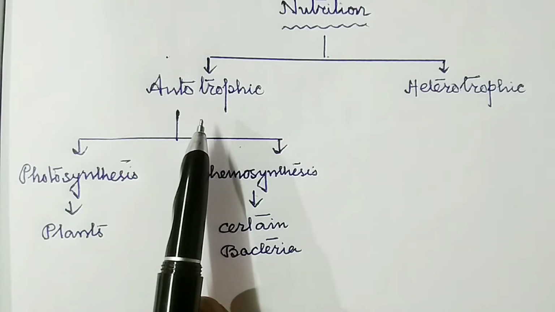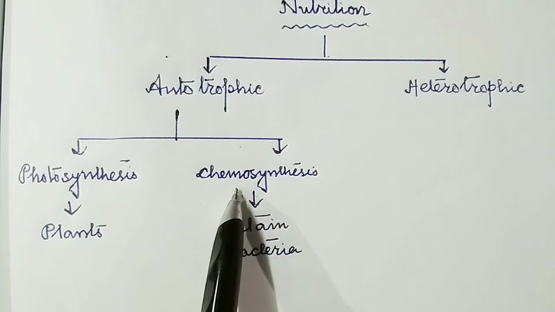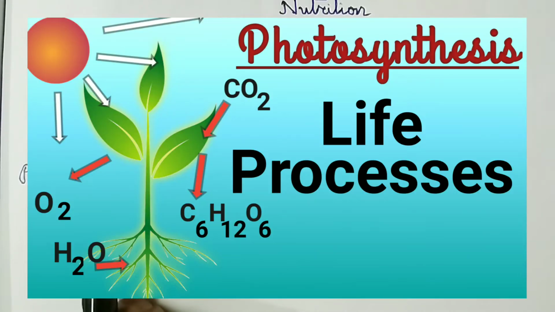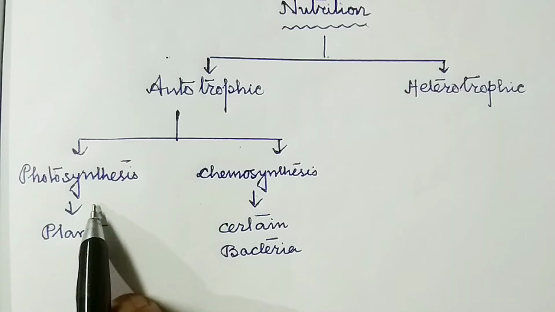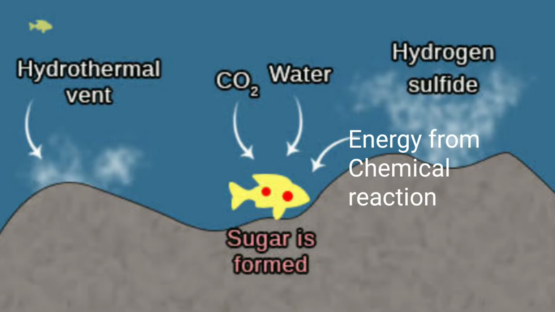Autotrophic mode of nutrition can be further classified into photosynthesis and chemosynthesis. Now what is photosynthesis? Green plants prepare their food using carbon dioxide and water as the raw materials, and they use sunlight as the source of energy, which is generally trapped by chlorophyll pigments. That process is called photosynthesis. And what is chemosynthesis? Chemosynthesis occurs in bacteria and some organisms, and here sunlight is not used.